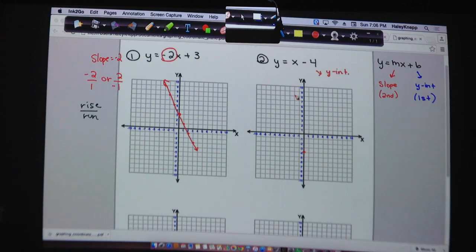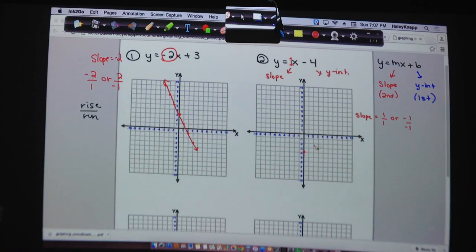The second thing I'm graphing is my slope. But you say there's not a number in front of x. When there's not a number in front of x, we know that it's understood to be the number 1. So my slope is 1 over 1 or -1 over -1.